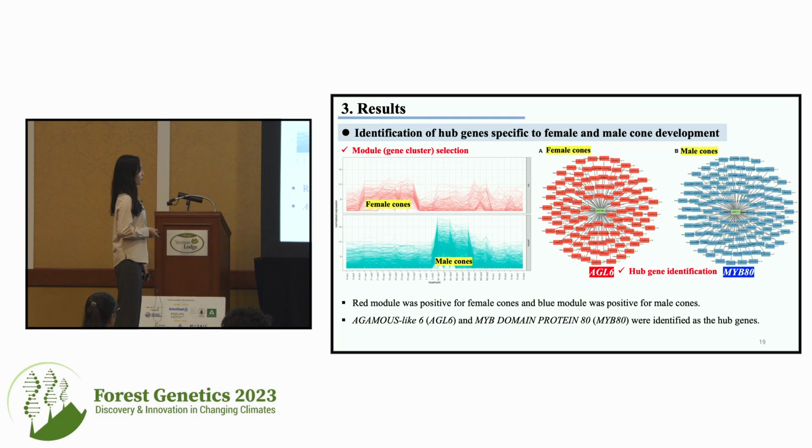And these are the results of gene co-expression analysis. The red module was positive for female cones, and the blue module was positive for male cones. We visualized the selected modules and identified hub genes associated with reproductive development. A gene encoding AGAMOUS-like 6 and a gene encoding MIB domain protein 80 were identified as the hub genes, respectively.